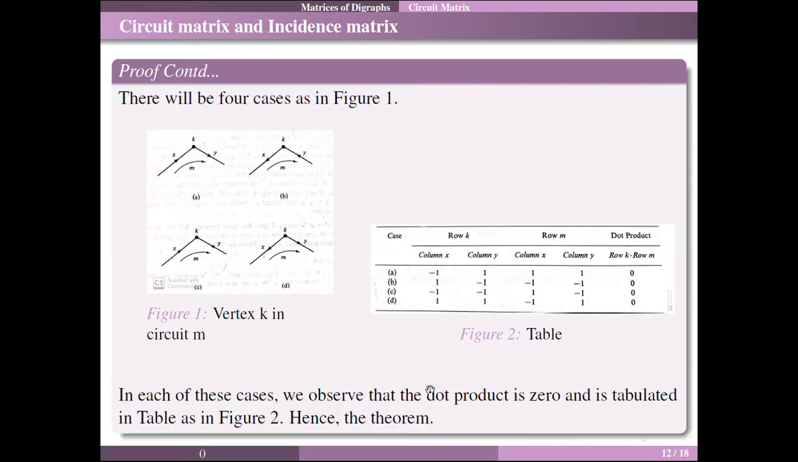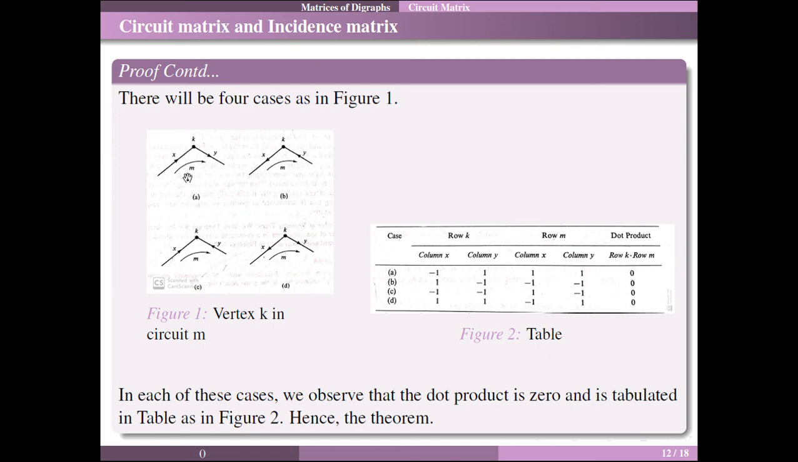So in this case, we can see that there will be four cases. These four cases A, B, C, D are due to the orientations of the edges X and Y. And in all these four cases, the values are correspondingly given in table 2. For the first case A, the direction is along clockwise direction. So if we consider the entries corresponding to the circuit matrix, X will be assigned 1 and Y is also assigned 1. That is row corresponding to M.